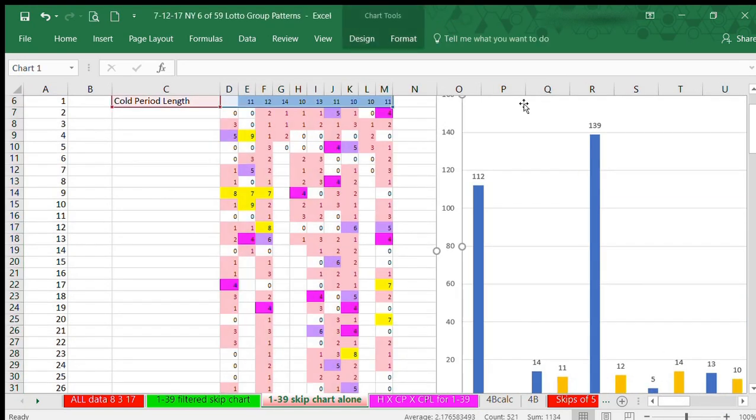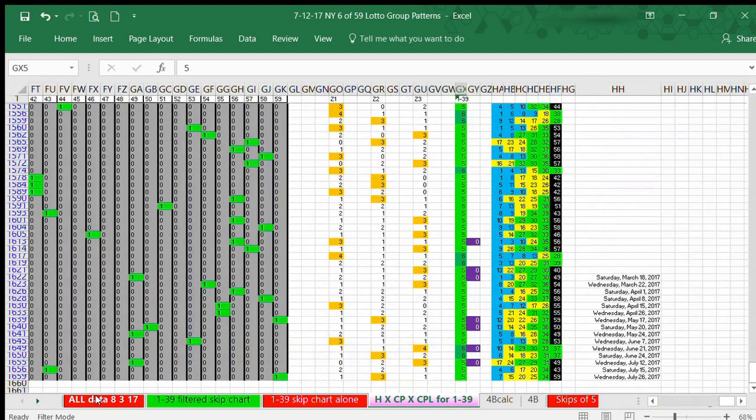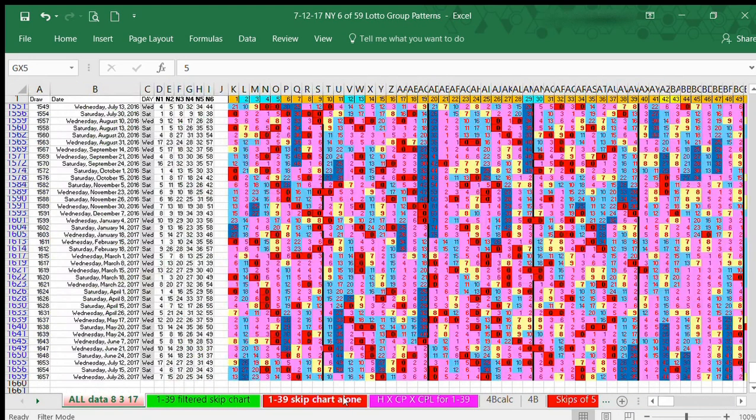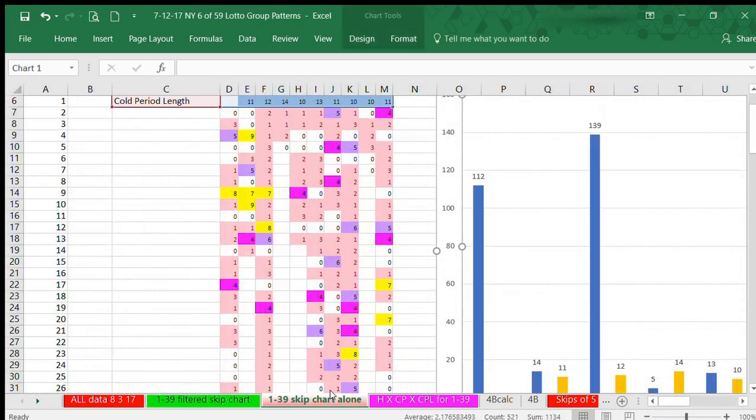So this chart here is also in this separate tab. So basically these are the 4 tabs for all the data. Alright, this is the filtered. I took the filtered, I put the skip chart here alone, and this graph here is here.